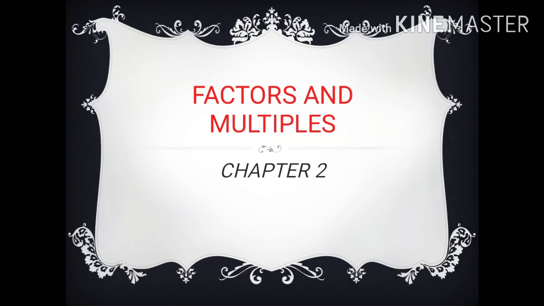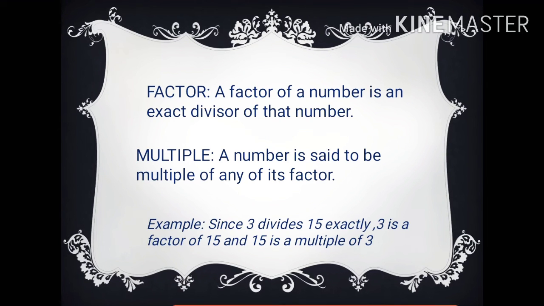Good morning, students. Let's start with the new chapter, chapter 2, factors and multiples. So, what is a factor? A factor of a number is an exact divisor of that number. And what is a multiple? A number is said to be a multiple of any of its factors. For example, since 3 divides 15 exactly, 3 is a factor of 15 and 15 is a multiple of 3.